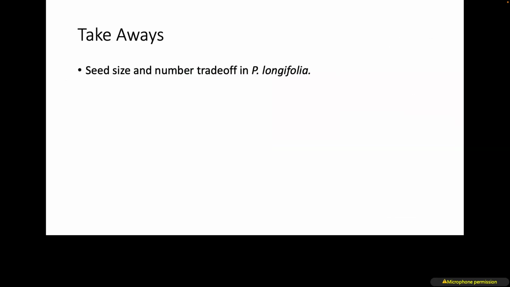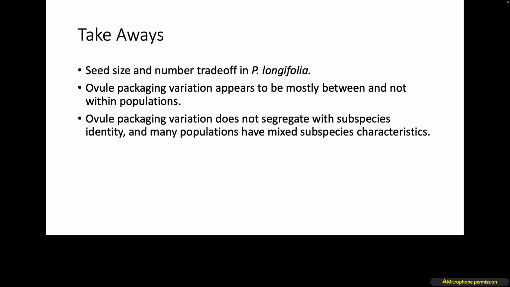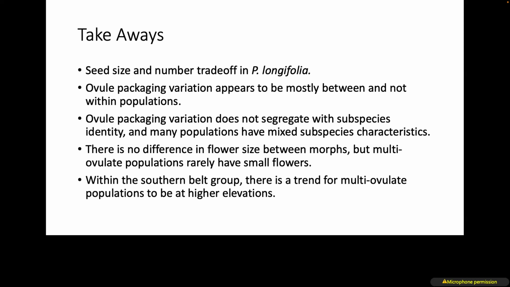So our takeaways here are that I've been able to show a trade-off between seed size and number within Phlox longifolia, and that ovule packaging variation is most likely found between rather than within populations. Ovule packaging variation does not segregate with subspecies identity or with being glandular or not glandular. There's no difference in flower size between the morphs. However, it does appear that multi-ovulate populations rarely have small flowers. And within the southern belt group, there's a trend for these multi-ovulate populations to be at slightly higher elevations. But again, there's not really anything terribly satisfying about any of these results so far.